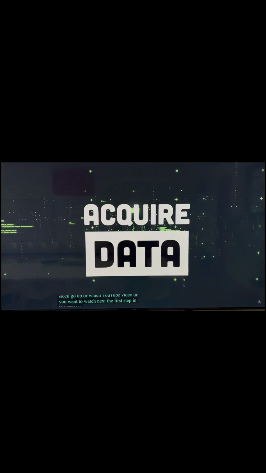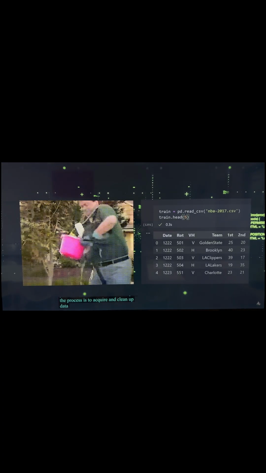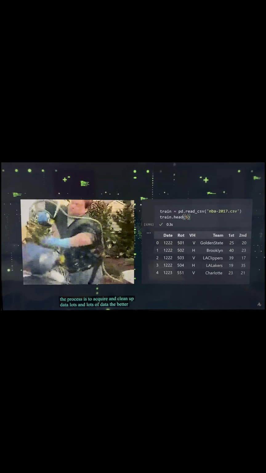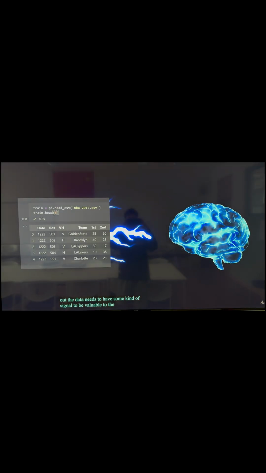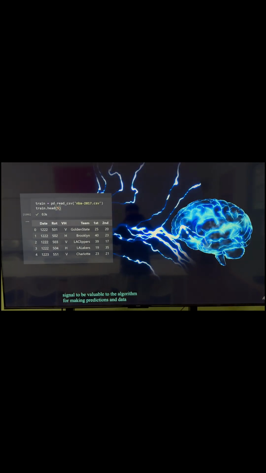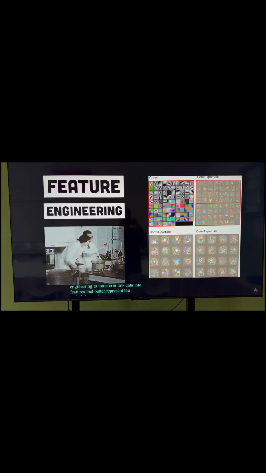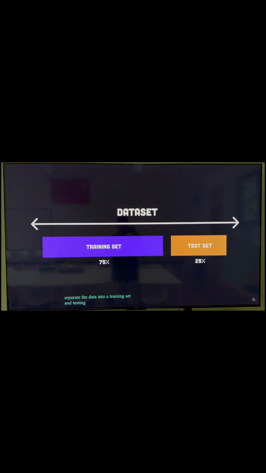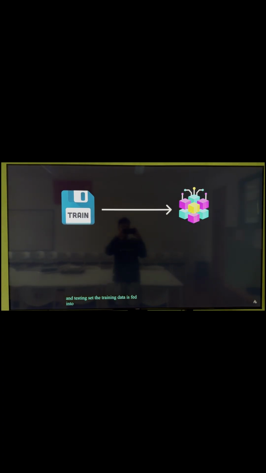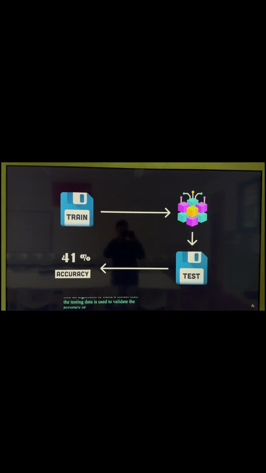The first step in the process is to acquire and clean up data. Lots and lots of data. The better the data represents the problem, the better the results. Garbage in, garbage out. The data needs to have some kind of signal to be valuable to the algorithm for making predictions. And data scientists perform a job called feature engineering to transform raw data into features that better represent the underlying problem. The next step is to separate the data into a training set and testing set. The training data is fed into an algorithm to build a model. Then the testing data is used to validate the accuracy or error of the model.